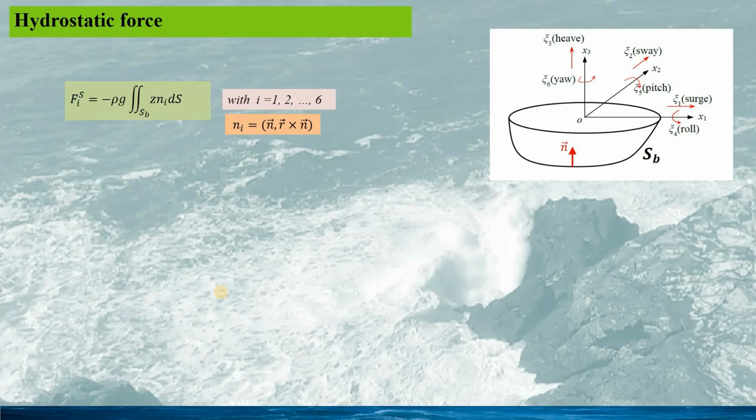In this slide, the hydrostatic forces are calculated. The hydrostatic force is calculated by this formula for 6 components, here i equals 1 to 6. Principally, these hydrostatic forces are so-called zero-order forces. If we calculate the hydrostatic forces directly, we use this formula.